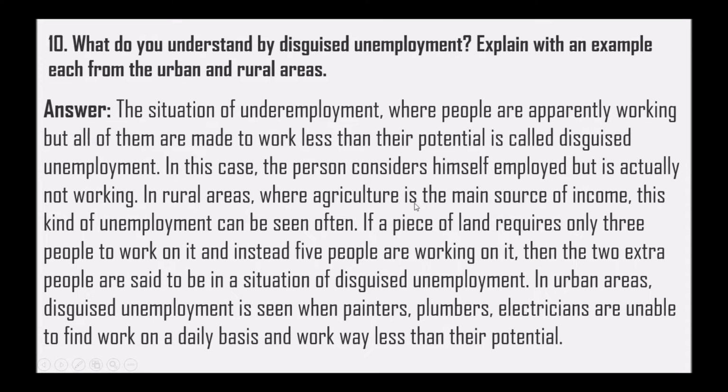In rural areas where agriculture is the main source of income, this kind of unemployment can be seen often. If a piece of land requires only 3 people to work on it and instead 5 people are working on it, then the 2 extra people are said to be in a situation of disguised unemployment. In urban areas, disguised unemployment is seen when painters, plumbers, electricians are unable to find work on a daily basis and are paid way less than their potential.